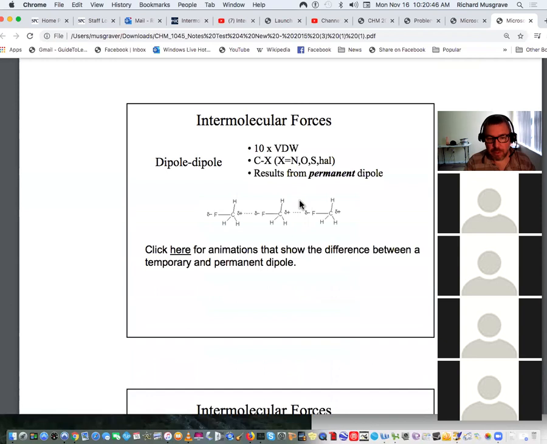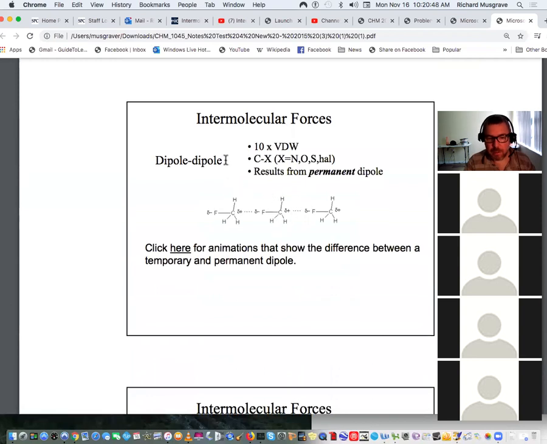The stronger force, next one, is the intermolecular force called dipole dipole. It's 10 times as strong as van der Waals. And the kinds of molecules that have dipole dipole forces are what I'm calling CX molecules, where C is connected to an electronegative element like nitrogen, oxygen, sulfur, or a halogen. And this results in what we call a permanent dipole, because now we've got a C bonded to F, say, and that means we've got a delta plus on C and a delta minus on the F.